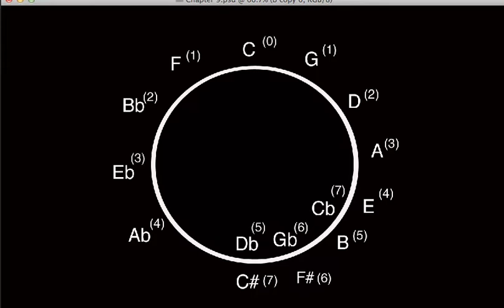Now we're going to take a look at the circle of fifths. A circle of fifths is a diagram that helps us know the number of sharps in a key and what they are. So as you can see, we put C in the middle at 12 o'clock because in the key of C major there are no sharps or flats.